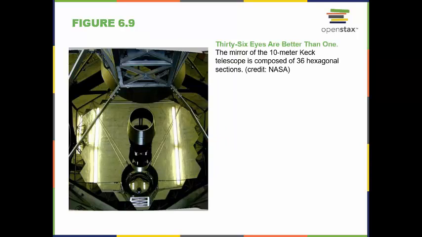Also, 36 eyes are better than one. So instead of having one giant mirror, what happens here with the Keck telescope is that there are actually little hexagonal mirrors, and they're all attached to one another. If you look really closely, you can see the hexagons in the mirrors.